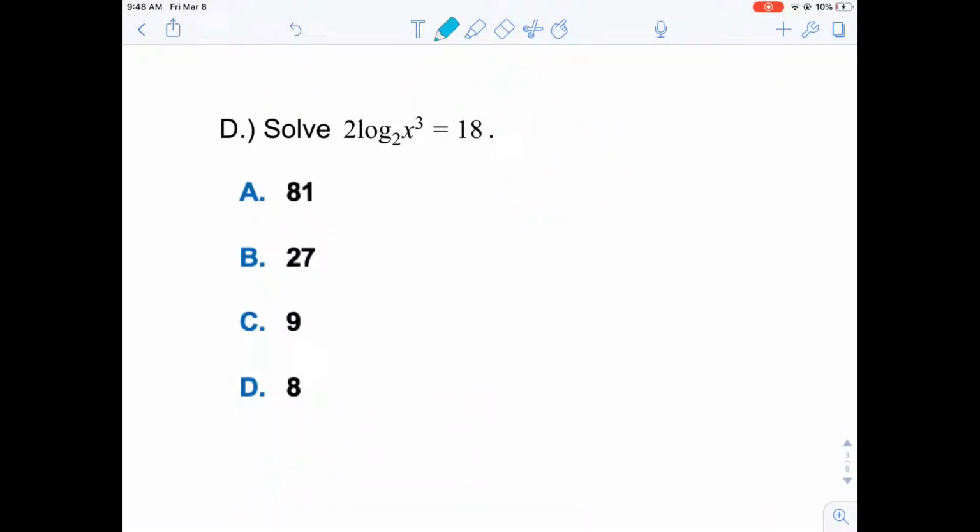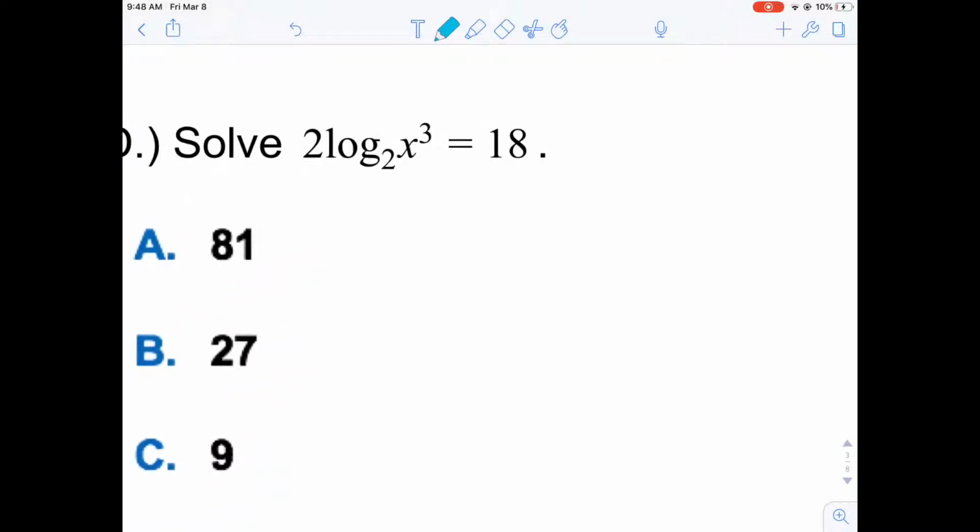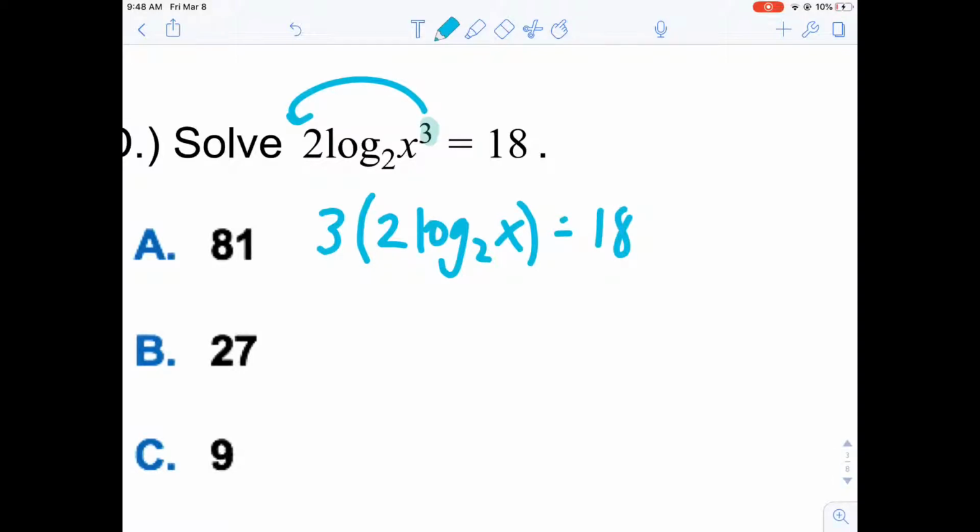Alright, part D, go ahead and press pause and see if you can give this one a try. Okay, did you give it a try? Let's see, so we have 2 times log base 2 of x to the 3rd equal to 18. So I could just right away divide by 2. That would be my first instinct, but think about the problem that we just did and see how we have this power here of 3. We can actually pull that out in front, and so it's going to multiply to that 2 and give us 6 log base 2 of x equal to 18.